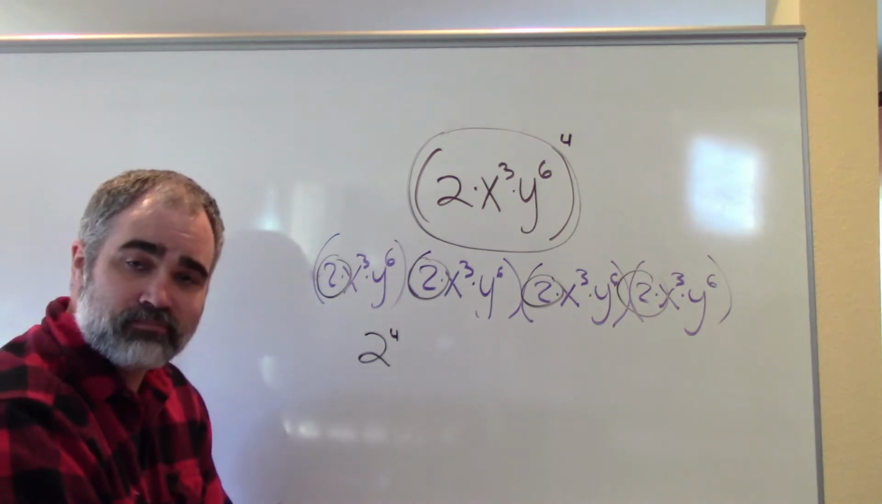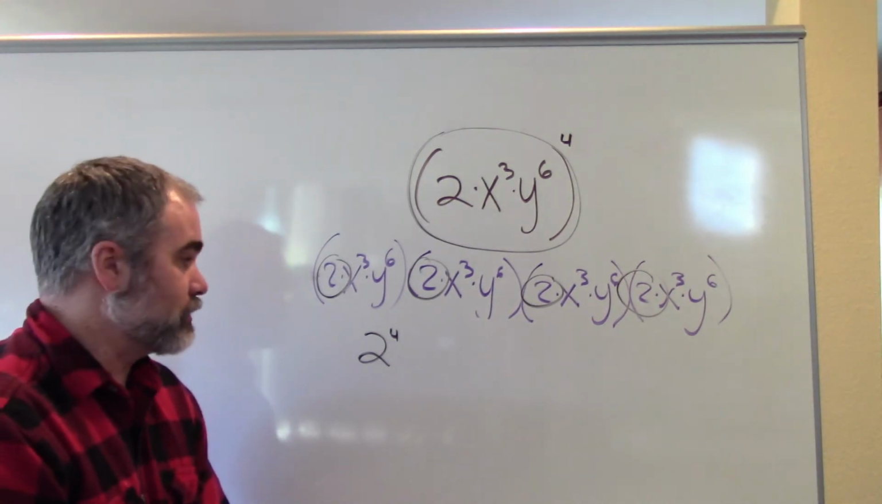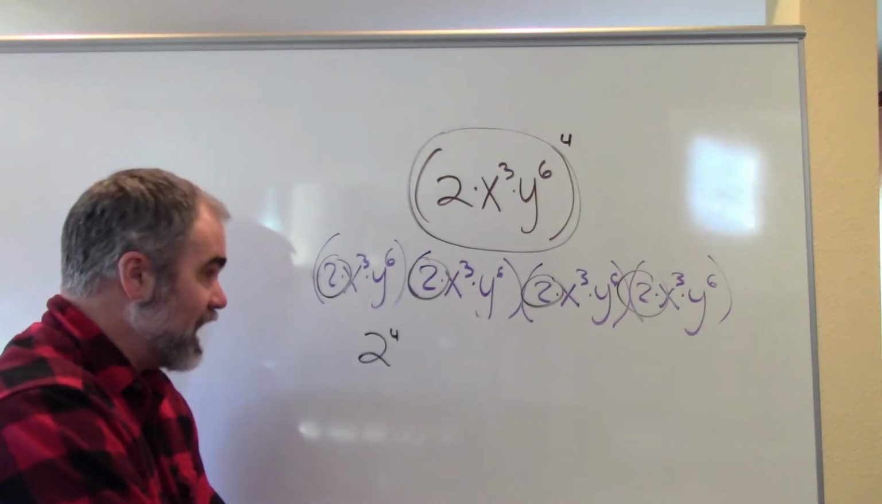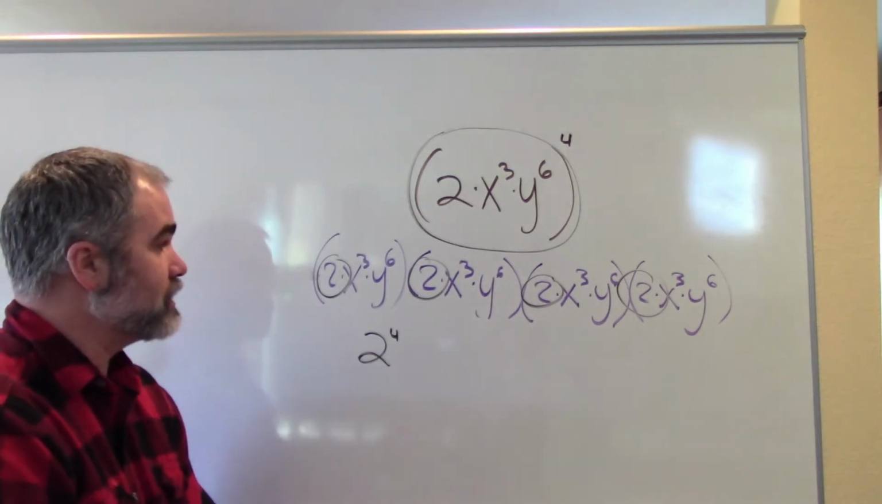Which is kind of nice. 2 to the 4th power is 16 if you want to write it that way. Next thing I've got is a bunch of x's. Now remember, I want you to imagine these are all multiplied out.